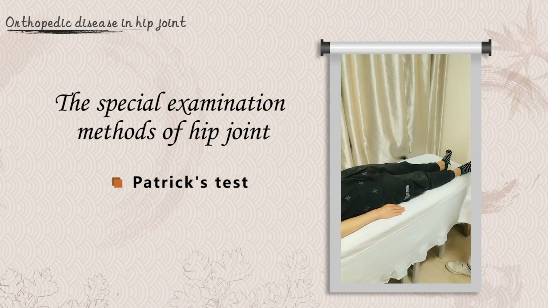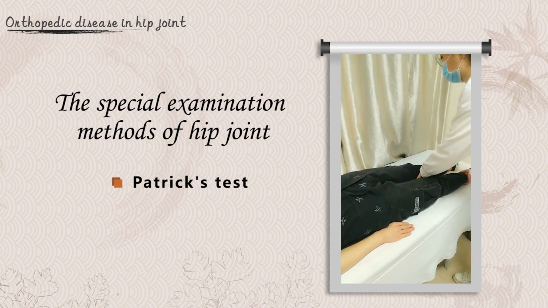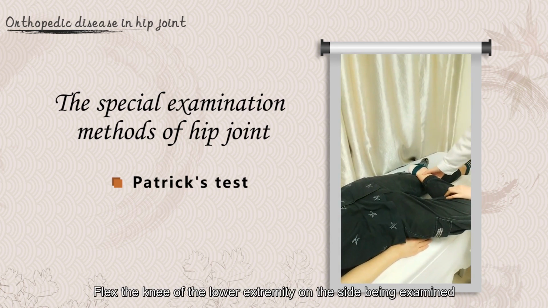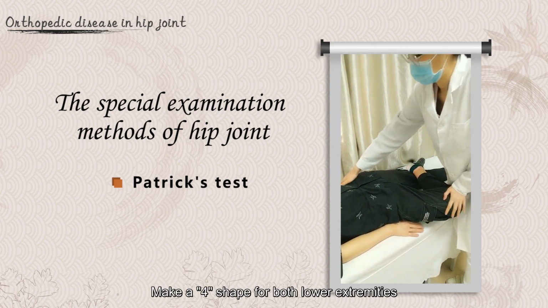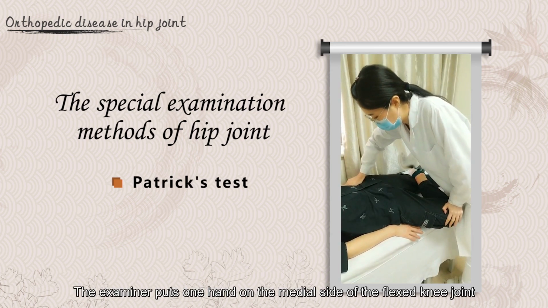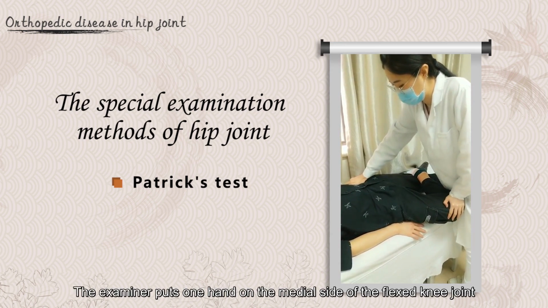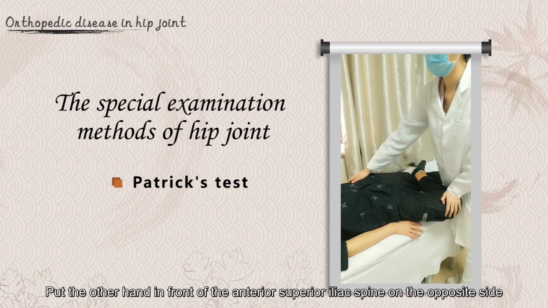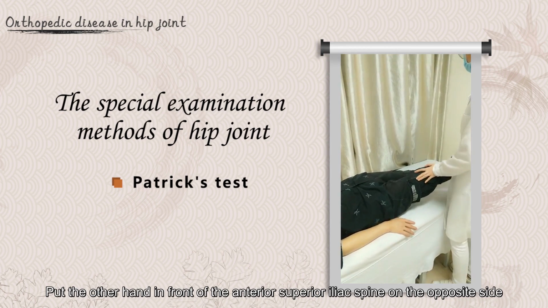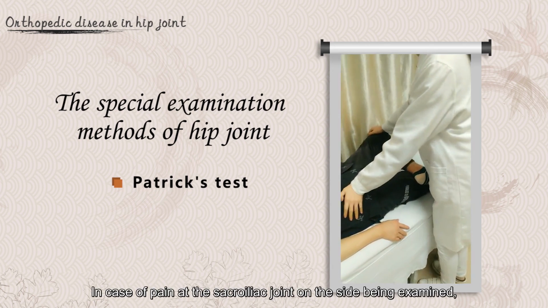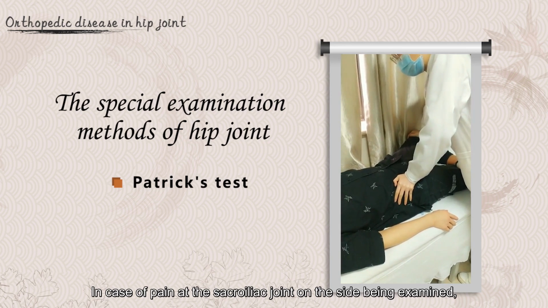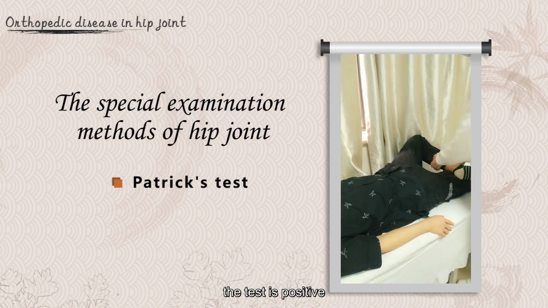Patrick's test. The patient is in supine position. Flex the knee of the lower extremity on the side being examined. Keep the hip joint in flexion, abduction, and lateral rotation. Put the foot on the other knee. Make a figure-four shape with both lower extremities. The examiner puts one hand on the medial side of the flexed knee joint, and the other hand in front of the anterior superior iliac spine on the opposite side. They press down with both hands. In case of pain at the sacroiliac joint on the side being examined, the test is positive.